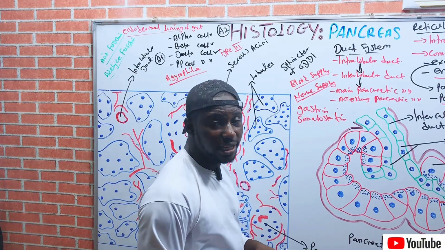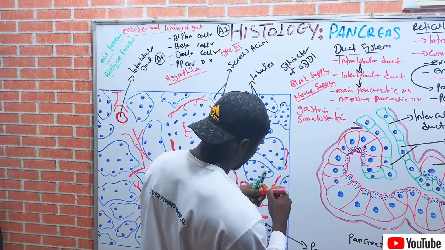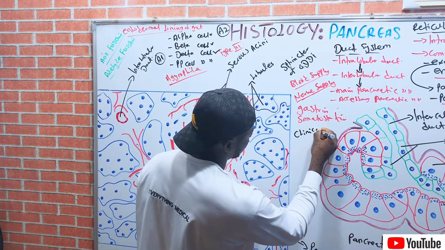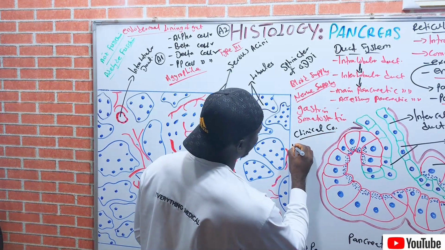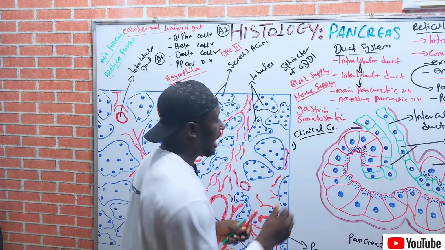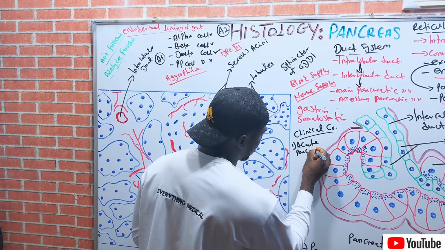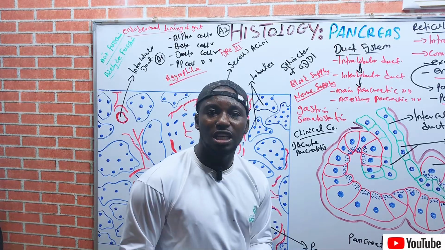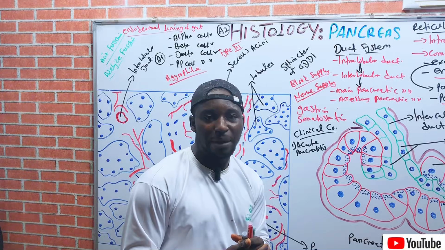The next is the clinical correlation. Number one is acute pancreatitis. What is acute pancreatitis? It is an acute inflammation of the pancreas presenting clinically as acute abdomen.